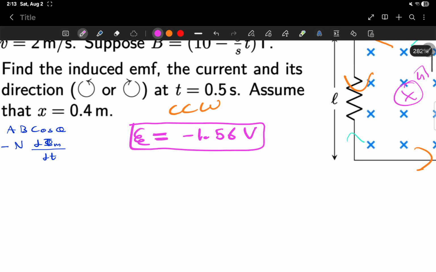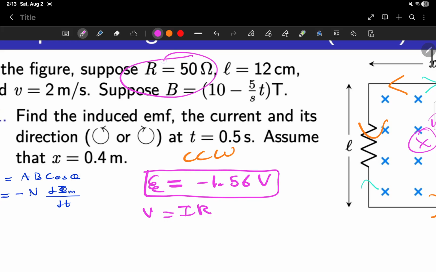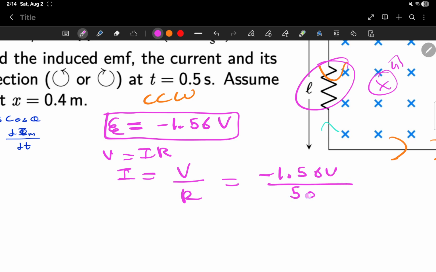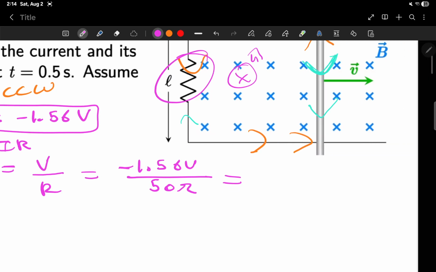Now, going back to finding the current, we just use Ohm's law. V is equal to IR. We have a resistance already, that's the 50 ohm, and we rearrange for the current. The induced current is now V over R, which is negative 1.56 volts, divided by 50 ohms, which gives me a current of 0.0312 amperes, and it's negative.